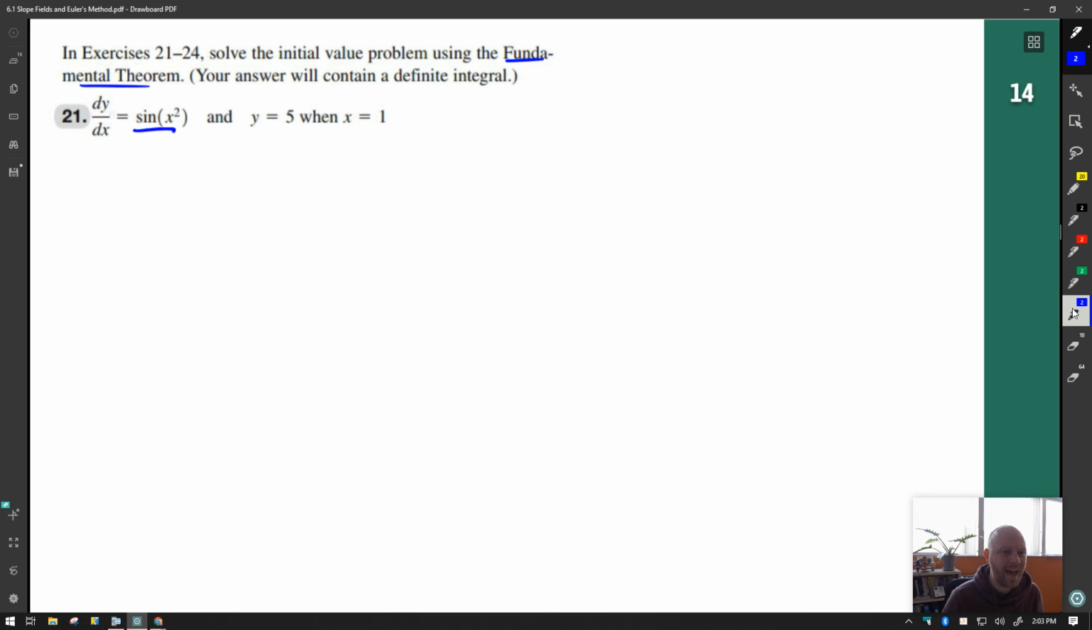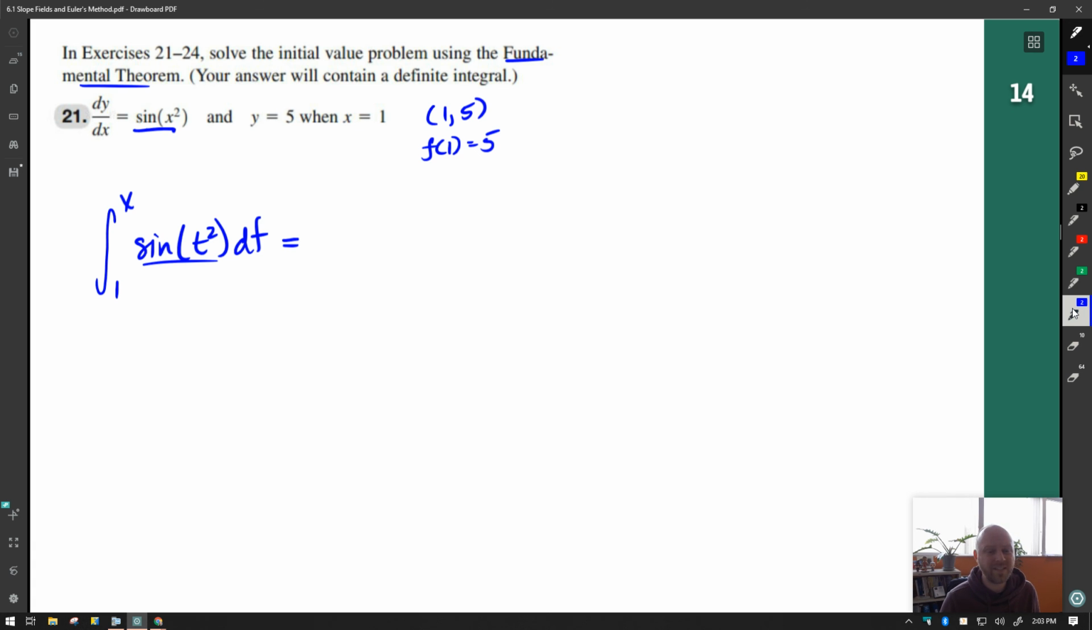So I'm going to put that into the integral with a dummy variable. Y is 5 when x is 1. So this is just a 1 comma 5 or an f of 1 equals 5 type scenario. So let's give this a shot. The definite integral from 1 to x of the sine of t squared dt. There's your dummy variable since we're using x as a limit of integration. That's going to be equal to the function.